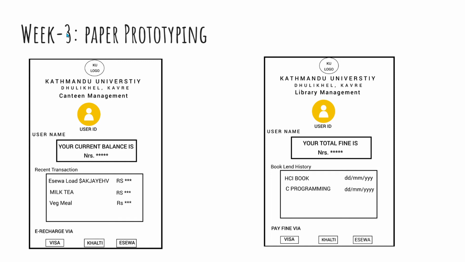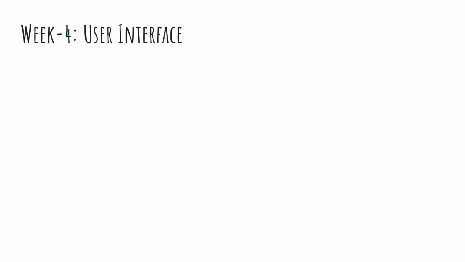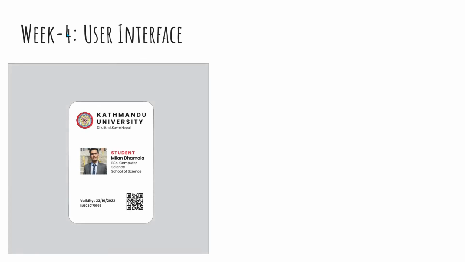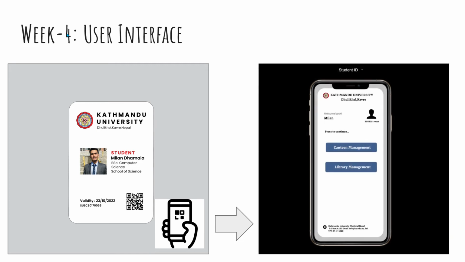Here, the first image is the canteen management page. The second image is the library management page. The final UI looked like this, as shown in the first image, with the QR, where scanning the QR would land you in the main page that allows you, if you wish, to switch to the canteen management or library management page.